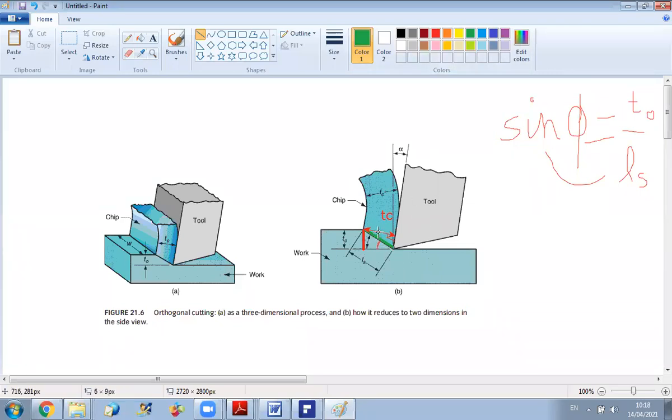So I want to find this angle now. If we call this angle, for example, theta, we can say that Tc is Ls cosine theta. So Tc is Ls cosine theta. But what is theta as a function of our angles?